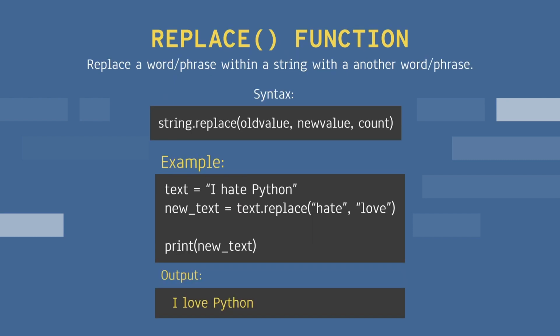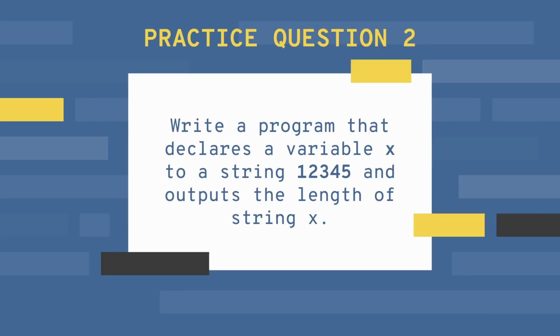The last function for strings in this video is the replace function, which basically swaps one substring with another substring. So the 3 parameters we need to specify when using this function are the old substring, the new substring, and the number of times we want to replace the old substring within the original string. The last parameter is actually optional, and if you choose not to specify it, every instance of the old substring will be replaced. This is the second practice question. Feel free to pause the video and try it for yourself.